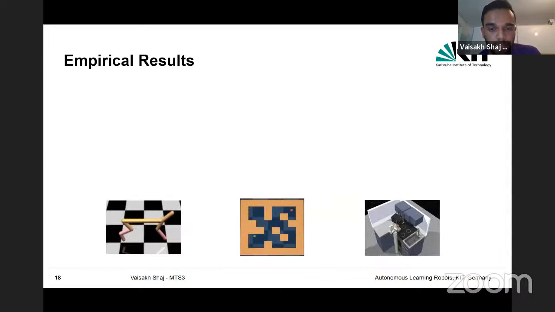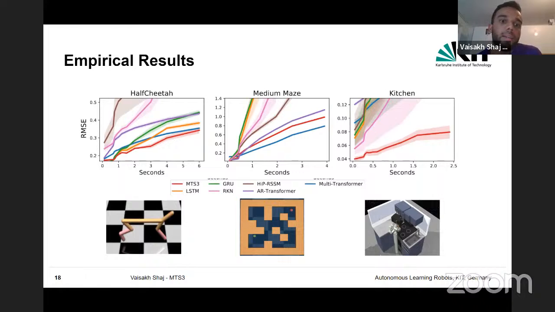We also perform some experiments on commonly used benchmarks from D4RL. We just use the data set, and again, it is partially observable, with only positions. Here again, we see that most models perform decently, I should say, but the best prediction error is still mostly with MTS3, or we at least compete with transformers, or in some cases outperform them as well.